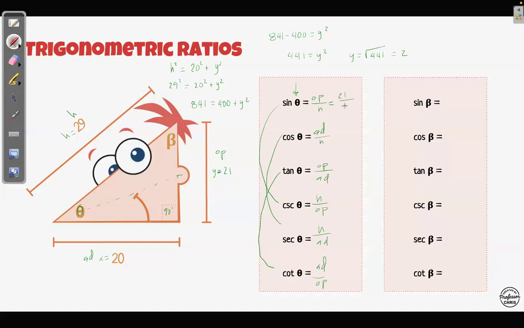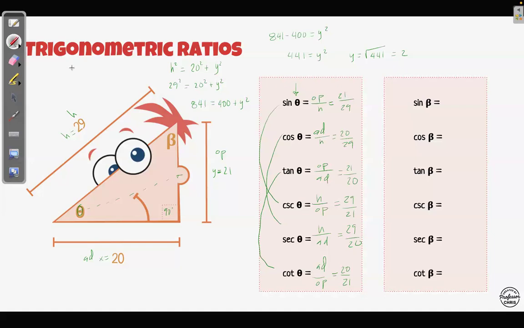21 over 29, then 20 over 29, 21 over 20, and the reciprocals. You're going to notice that if sine is 21 over 29, cosecant will be 29 over 21, then 29 over 20 for secant, and finally 20 over 21.